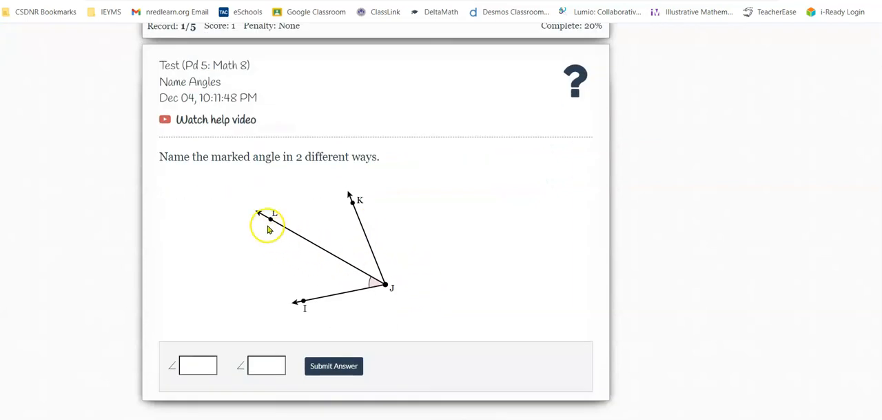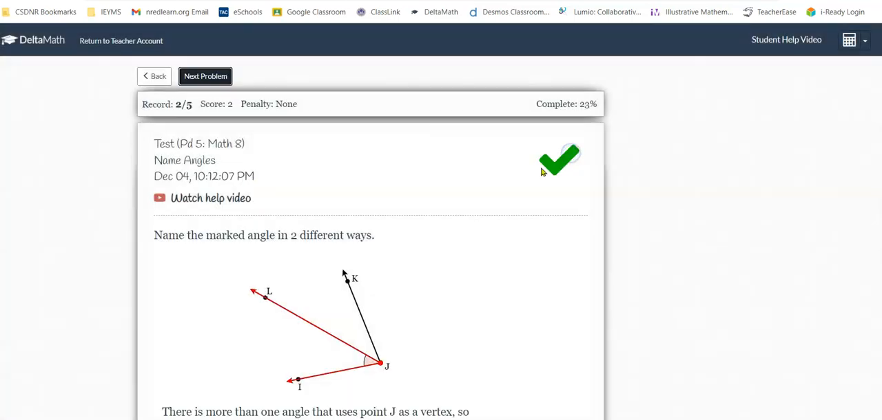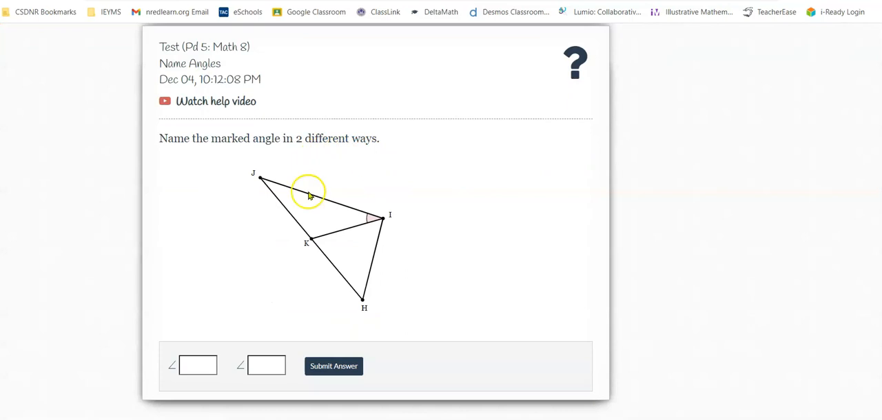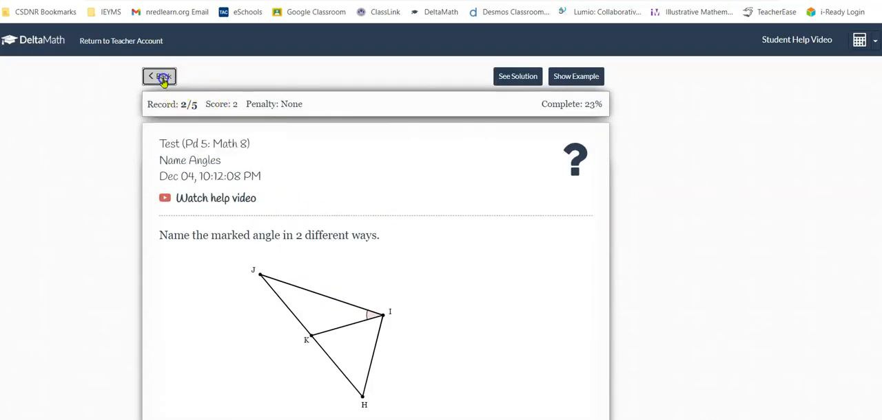So this angle here would be, if I trace, L-J-I. Or reverse, I-J-L. But I never touch K. So that's not part of my answer. Again, you can name your angle by tracing forwards, starting at the vertex, J-I-K, or reverse, K-I-J.